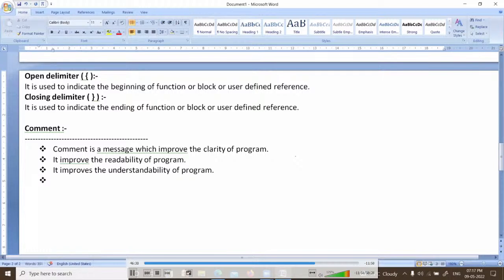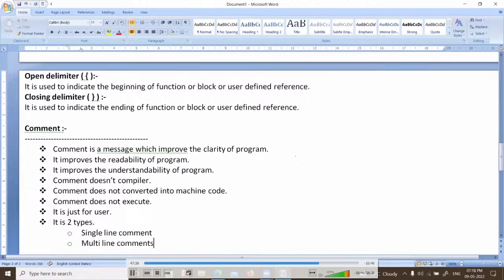Why are you writing this? It is just for the user, not for the compiler. Comments are of two types. How many types? Two types. One is single line comment. Second one is multi-line comment. Two types of comments are there.